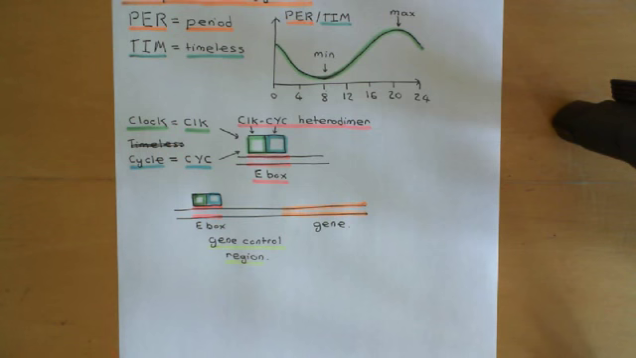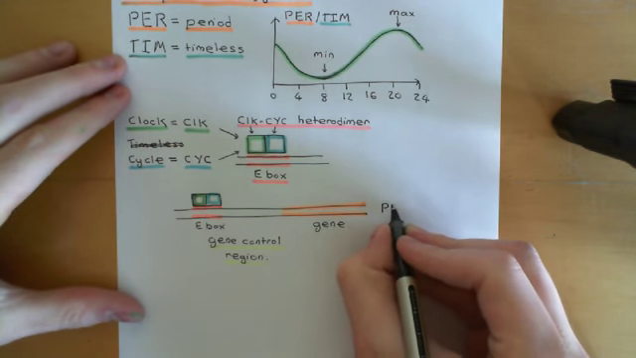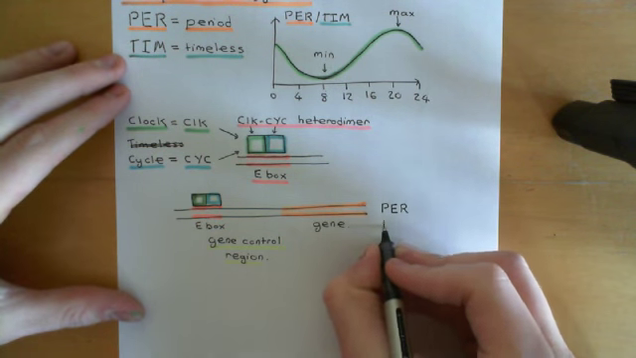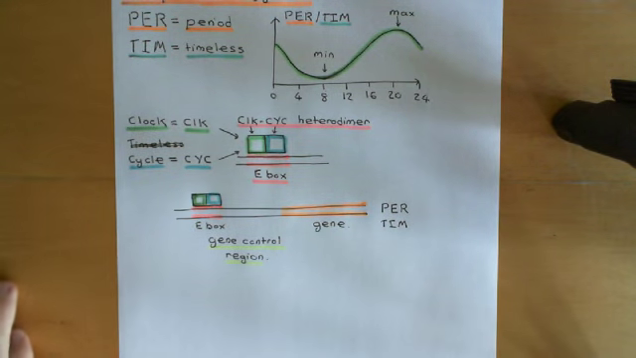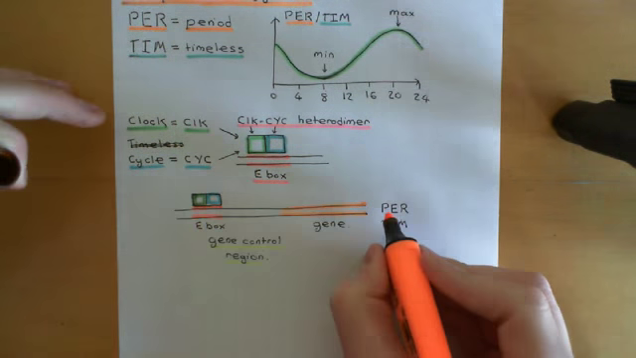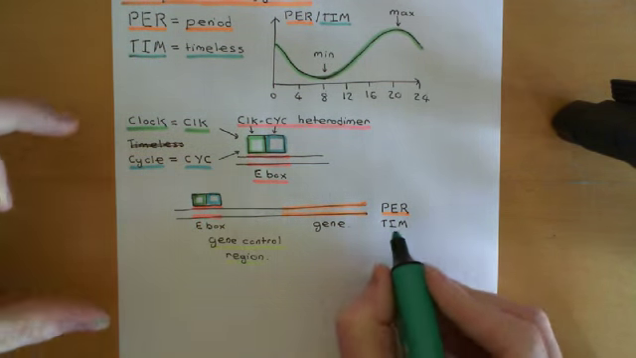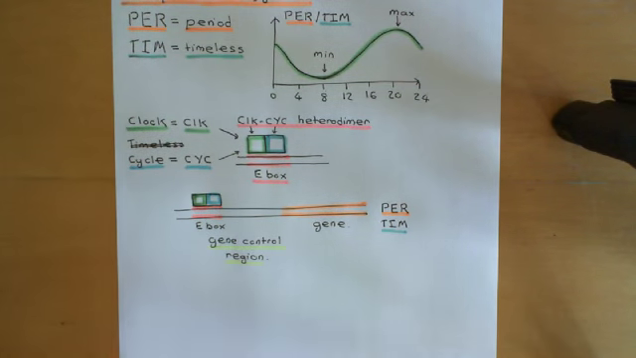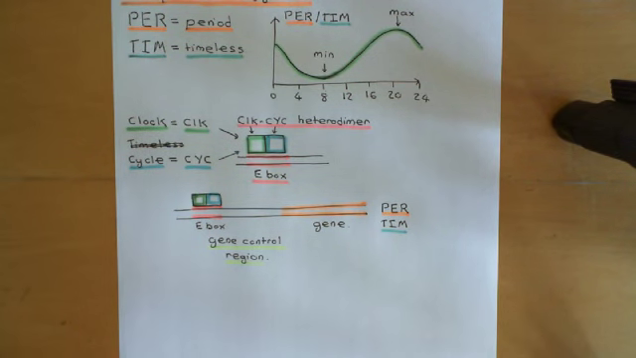Now, two of the genes relevant to us that these Clock-Cycle heterodimers increase the expression of are period and timeless. Both the period and timeless genes have E-boxes in their gene control regions, and these E-boxes are going to bind Clock-Cycle heterodimers. When the Clock-Cycle heterodimer binds to that E-box, it will increase the expression of the period and timeless genes. So now we've got all the prerequisite stuff. Let's now put it all together into a great big system.